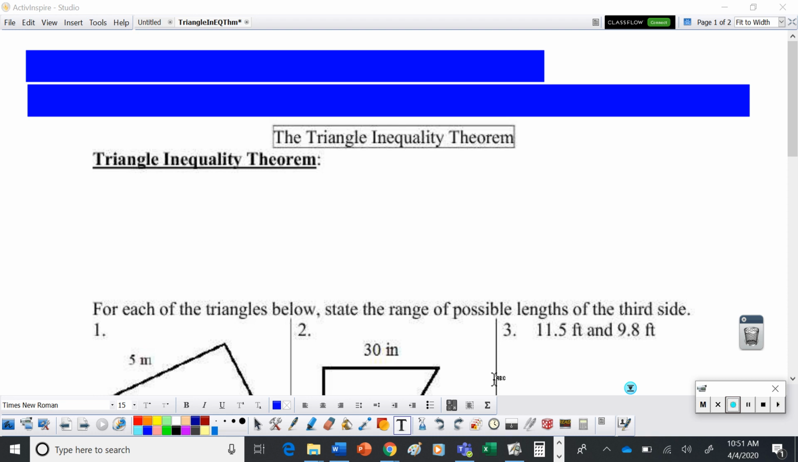Mr. Henninger's back. Good to be with you all again, one way or another. And this week we're going to look at something called the triangle inequality theorem.